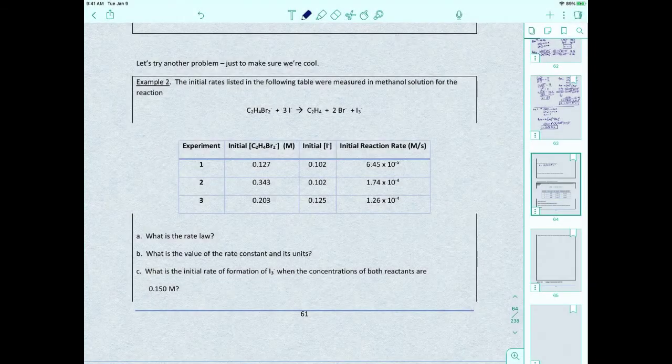Okay, so let's try another method of initial rates problem in order to determine the rate law and figure out the exponents and k and all that good stuff before we move on. So this is going to be a more realistic problem with normal numbers. I don't want to say uglier, but the numbers will not be as kind as they were in the last example. All right, so let's take a look at this problem.